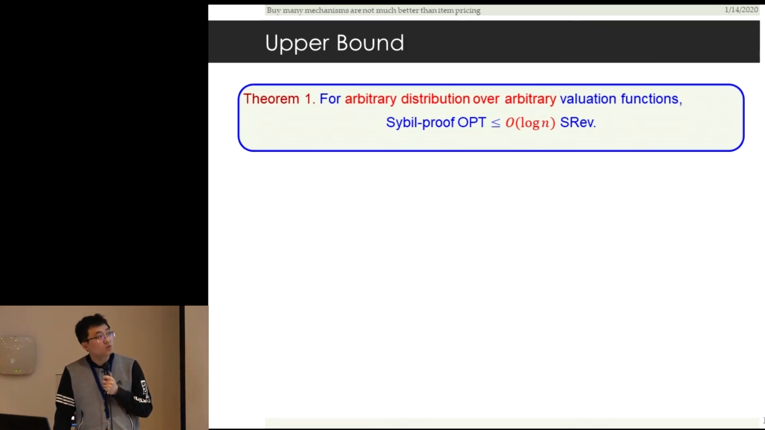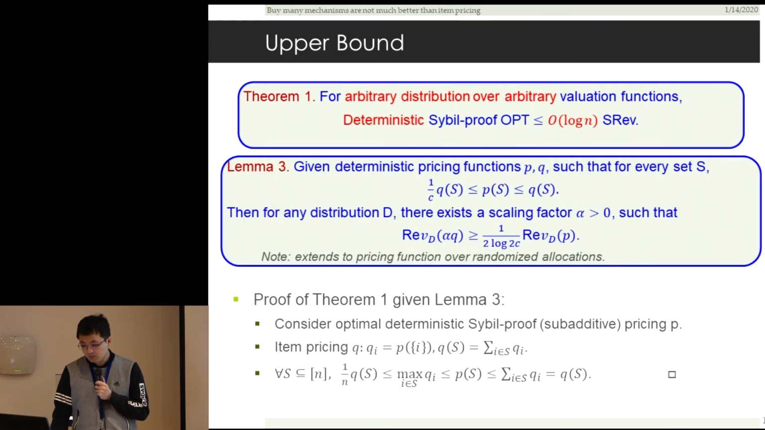Okay, so let's go to the proof of the upper bound result. That is, for arbitrary correlated distributions over arbitrary valuation functions, item pricing gives an O(log n) approximation to the optimal by many revenue. In this talk, for simplicity, we will focus on proving the result for the optimal deterministic by many mechanism, that is the monotone subadditive pricing.